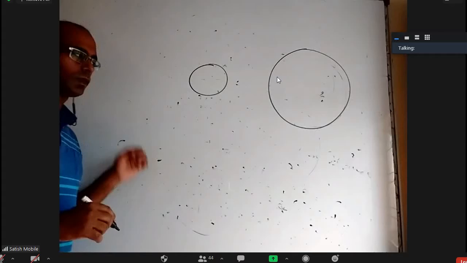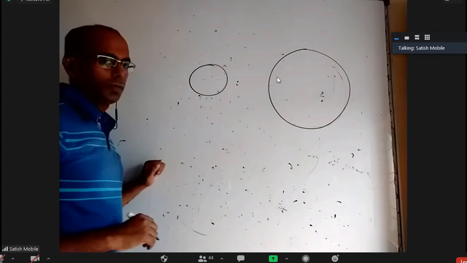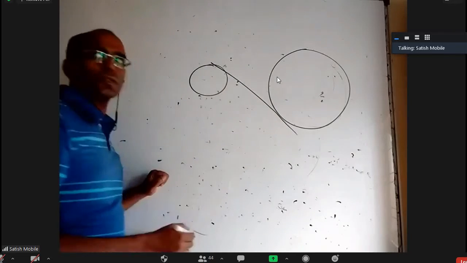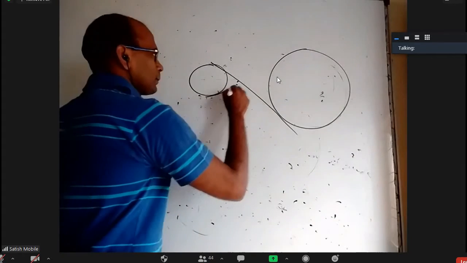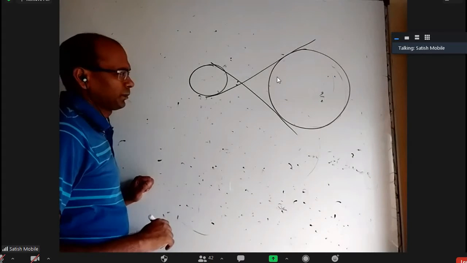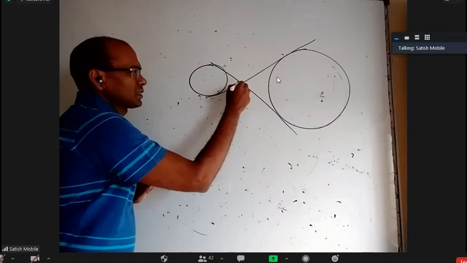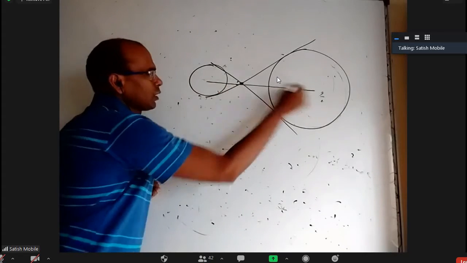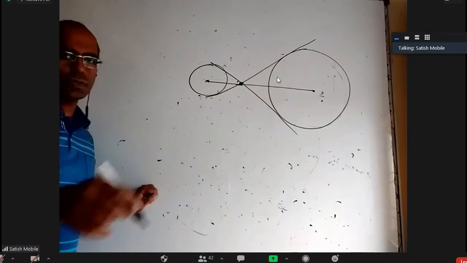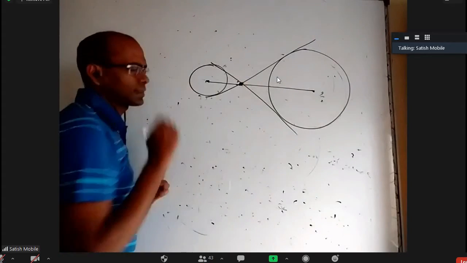Where are we now? So we have two transverse common tangents, and they're intersecting at one point. I explained already how this point will divide this center and this center in the ratio R1 is to R2 internally. It is called the internal center of similitude.